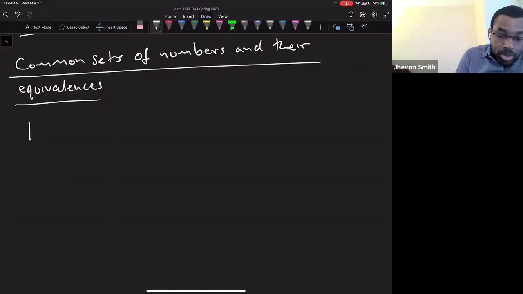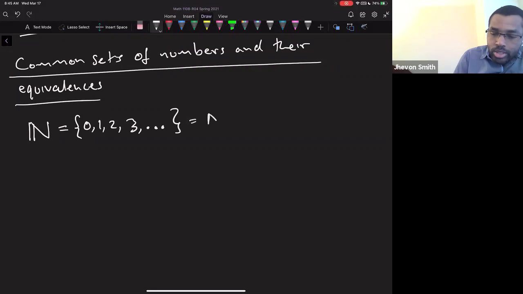There are, and this symbol you guys actually saw me use yesterday, N, which for us will be 0, 1, 2, 3, ... These are called the natural numbers.